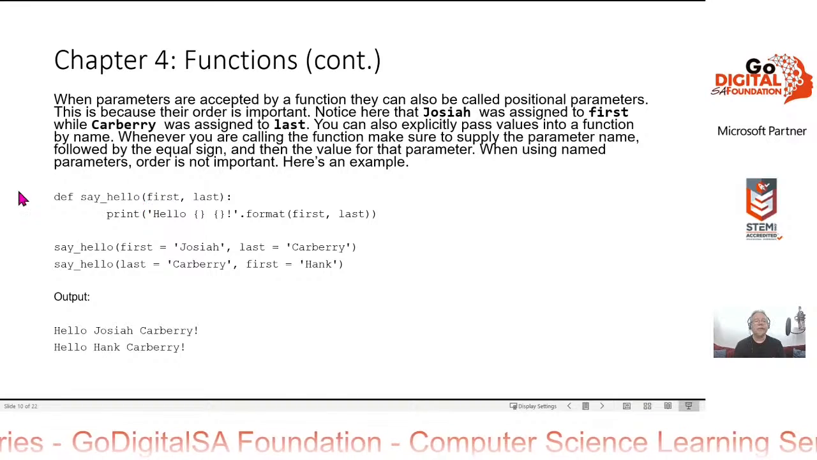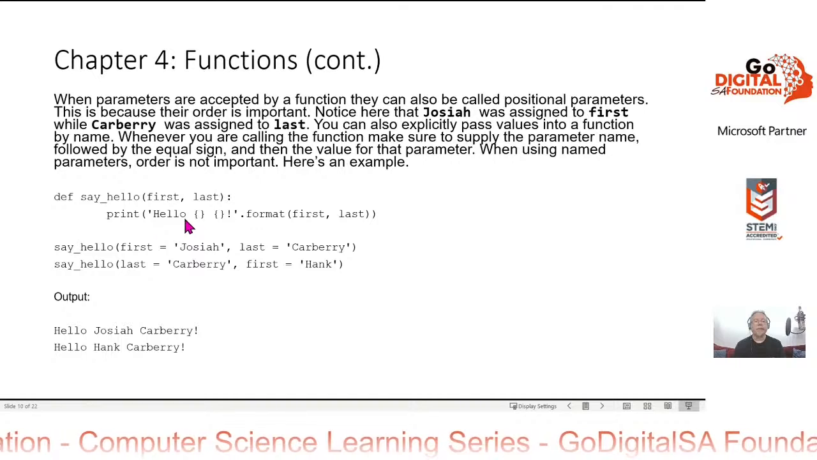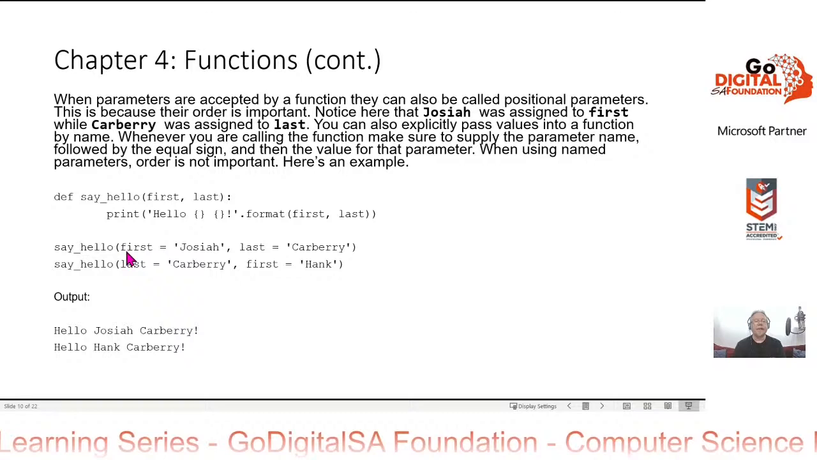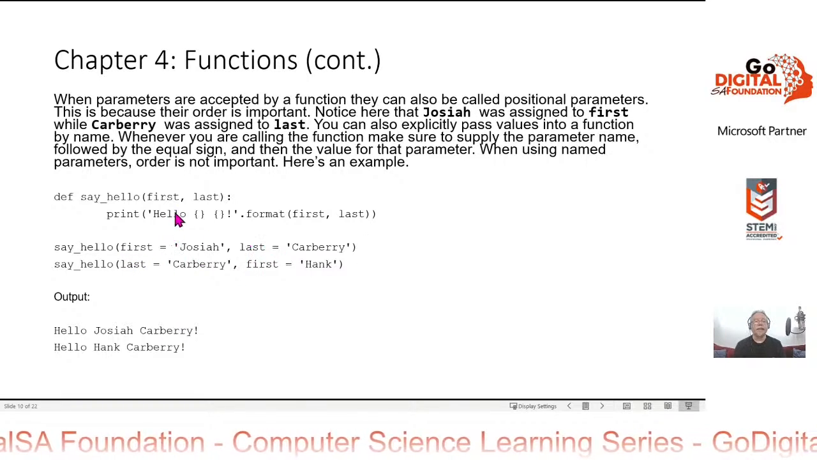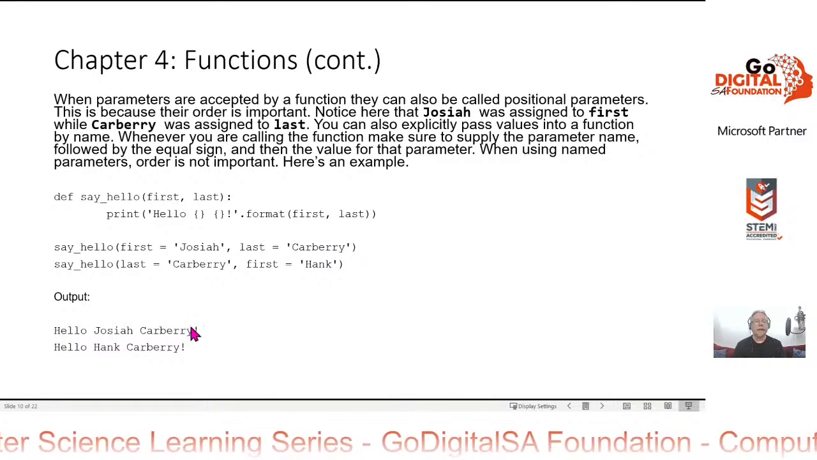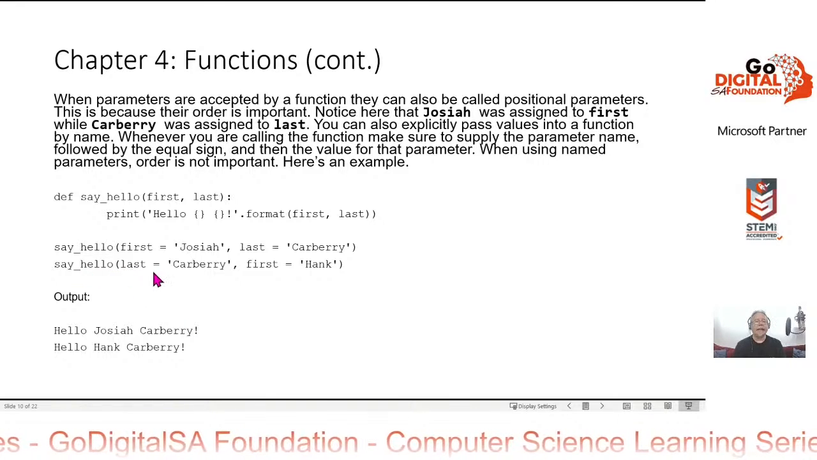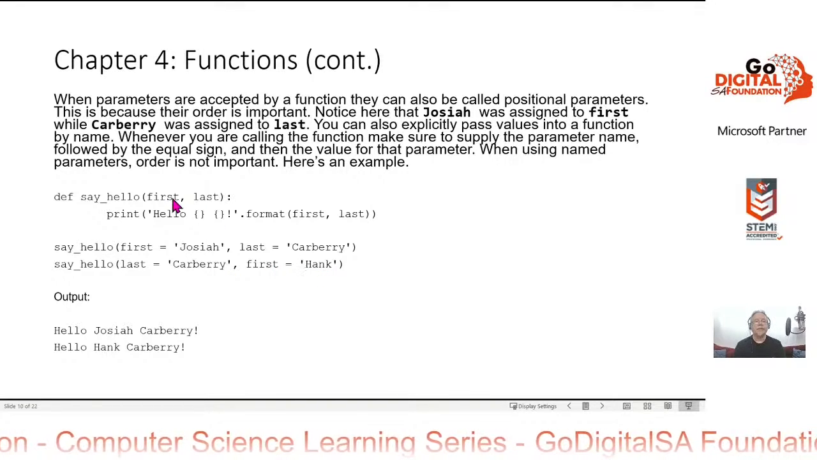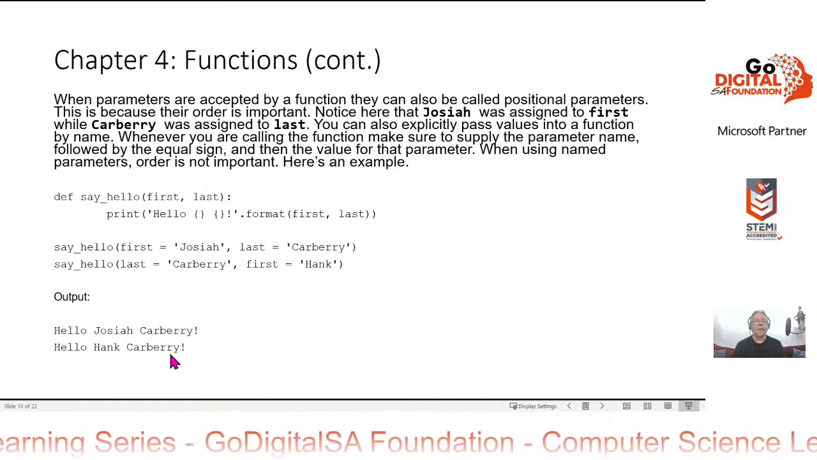Here's an example. So we've got our same function. We define say hello, first, comma, last, and it's going to print hello with first and then last. And then if we call it and we specify first equals Josiah, comma, last equals Carberry, it's going to set first to Josiah and last to Carberry. So it will output hello Josiah Carberry. But we can also call say hello and we specify last equals Carberry, comma, first equals Hank. So now first is set to Hank, last is set to Carberry, so it's going to say hello Hank Carberry.